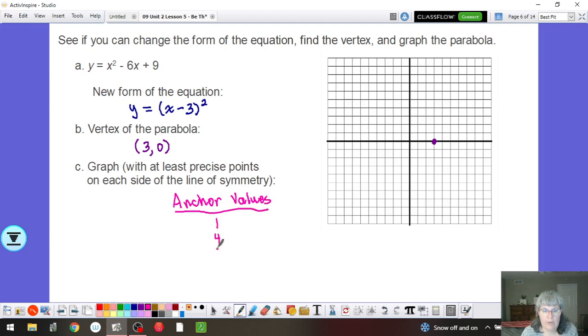1, 4, and 9 to do my graphing. So if I move 1 unit to the right, I'm going to go 1 unit up. Same with the left. If I move 2 units to the right, it'll be 4 units up. Same on the left. And 3 units left or right is going to be 9 units up. So we have 3 precise points on either side of our vertex. We can draw our parabola.